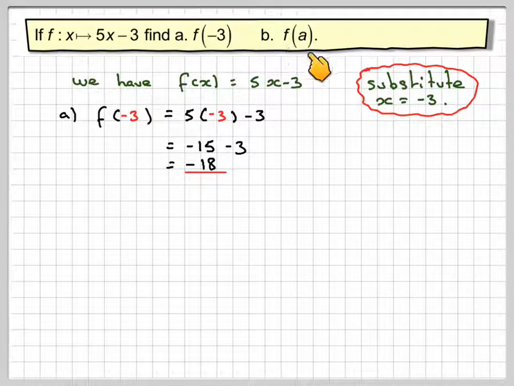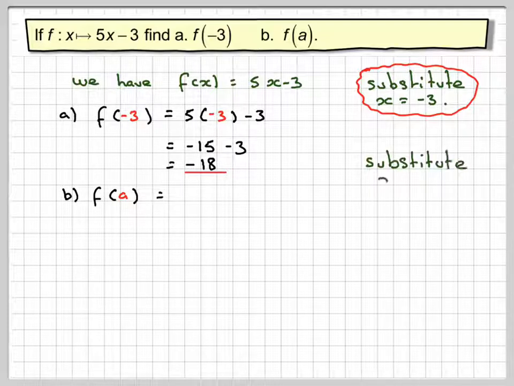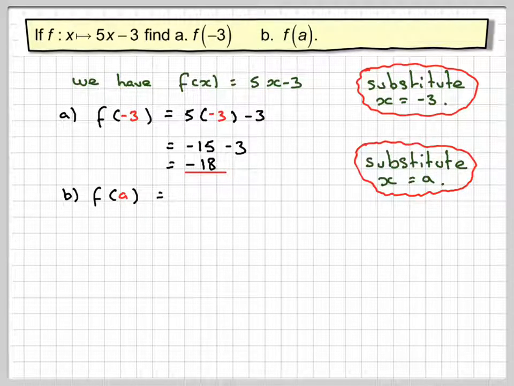And then B, we've got f of a. Now that means substitute in, instead of x here, we now replace it with an a. So we now get 5 times the value of a, whatever a is, we'll just leave it as a, minus 3. You can't simplify that any further, so we just write down 5a minus 3.